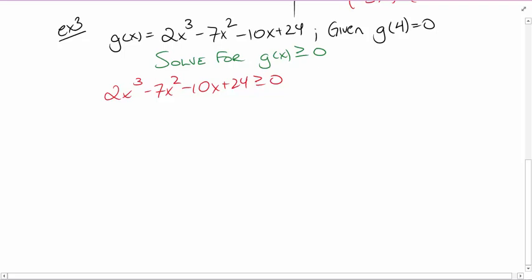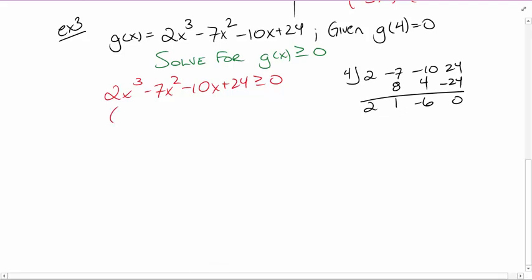The other piece I need is factors. Well, fortunately, I was given a starting point to help me factor, a 4. I can use synthetic division to help me find the other factors. Carry down the 2, multiply by the 4, add down, multiply by the 4, add down. Hopefully I come out to have a remainder of 0, which I do. I've now said that x minus 4 times the quantity 2x squared plus x minus 6 needs to be greater than or equal to 0.